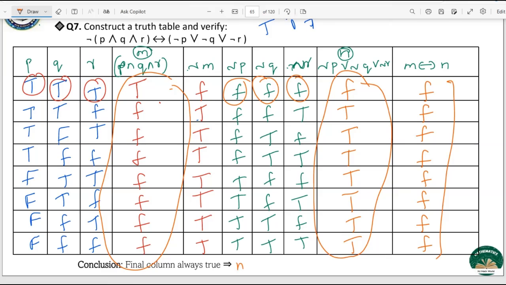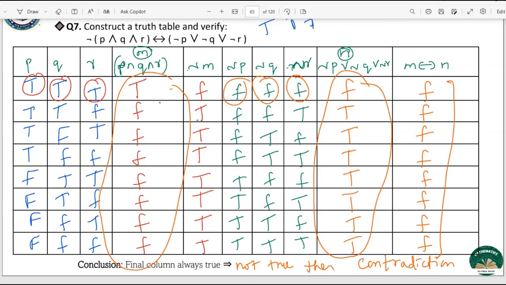If all the values are true, it is always true. If it is not true, then it is a contradiction. If all the values in the truth table are false, it is called a contradiction.